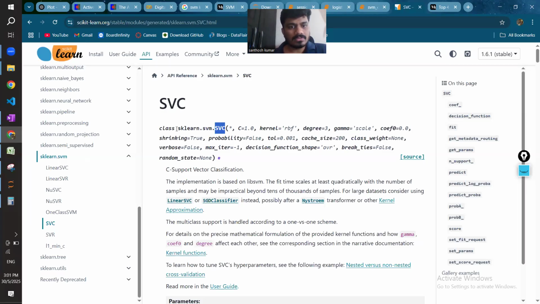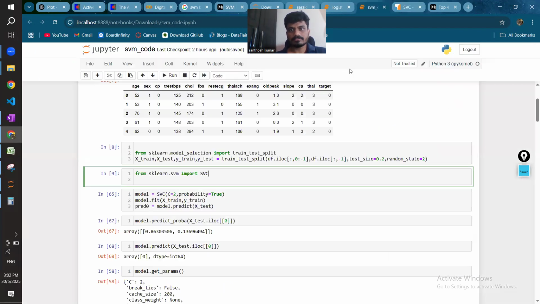sklearn SVM is support vector machine. In that, a specific class is SVC, support vector classifier. We also have support vector regressor. As I said in the previous class, all these classification models are designed mainly for classification purposes, but we can also perform regression with small tweaks. So this is how you can import it, or you can simply say from sklearn.svm import SVC.